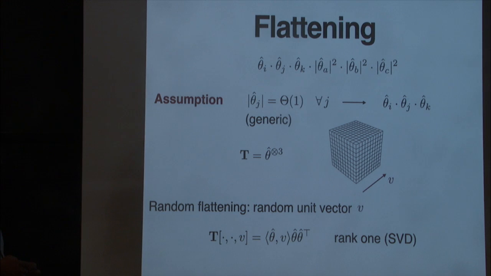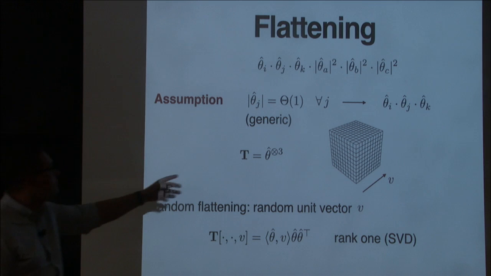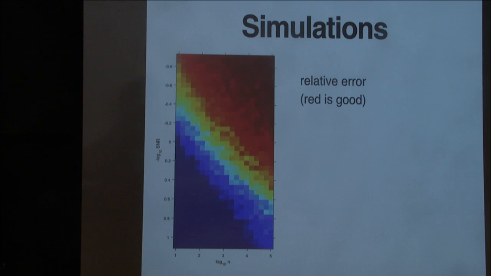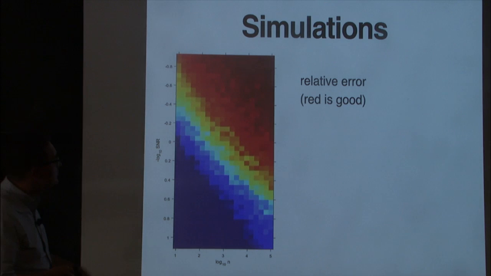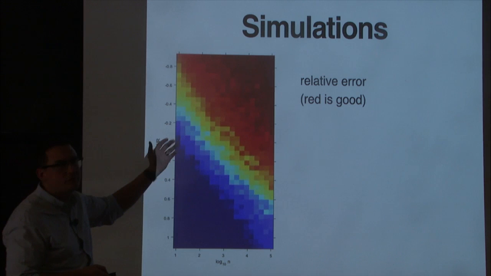And it just allows you to extract theta hat when you're given this tensor theta hat to the 3. And this is actually working pretty well in simulations. So here, this is the relative error that I'm getting. Red is good. And basically, what I want to see here is my sigma to the 3 over root n. So I want to see if this slope here corresponds to what I'm looking for.